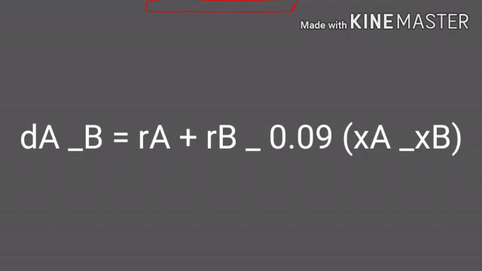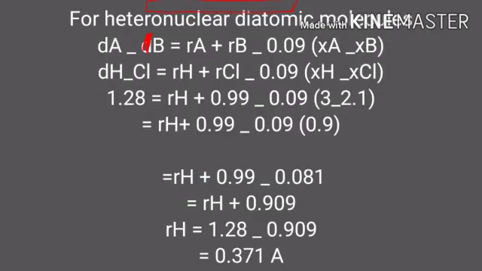By using this formula, we can find the radius of any atom from the known value of the radius of another atom and the electronegativity of these two atoms. For example, we find the radius of a hydrogen atom from the known value of the radius of a chlorine atom and the electronegativity values of hydrogen and chlorine. The radius of a chlorine atom is 0.99 angstrom. The electronegativity value for hydrogen atom is 3 and chlorine atom 2.1.